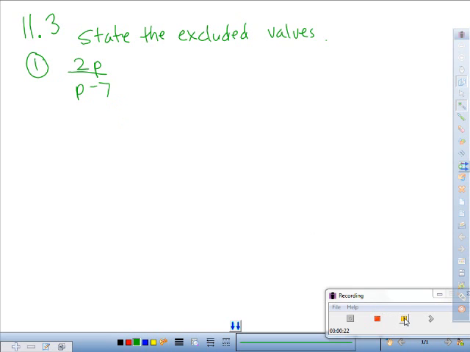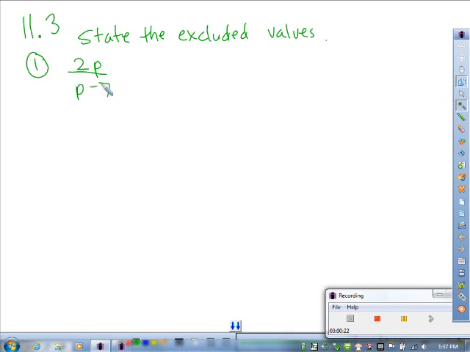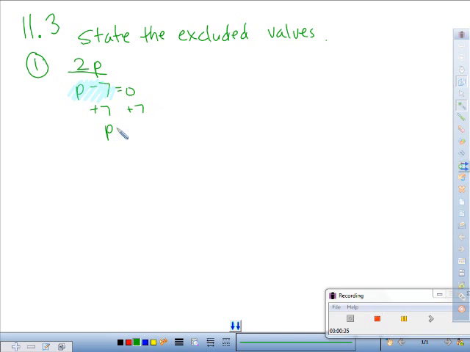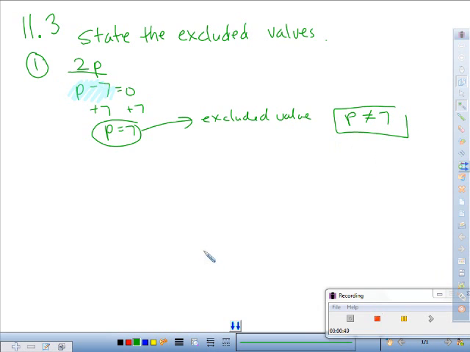So an excluded value is when you're going to take our denominator, that is equal to 0. When you solve this, don't you add 7 to both sides? That's going to get you p equals 7. That is your excluded value. If you put the 7 in here, you're going to make this equal 0. So p cannot equal 7. That's what they mean by the excluded value, because some problems have numbers that can't be part of the answer, and some don't, but this one does.